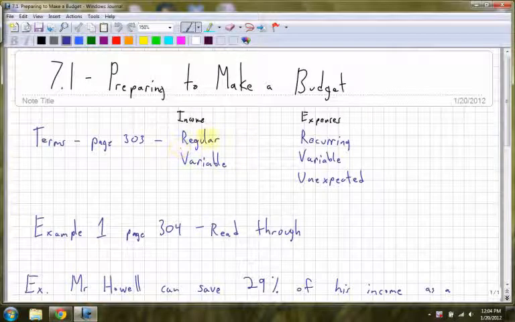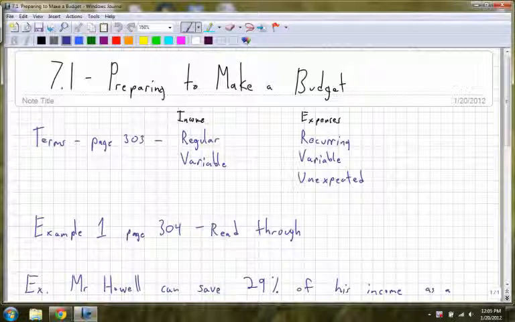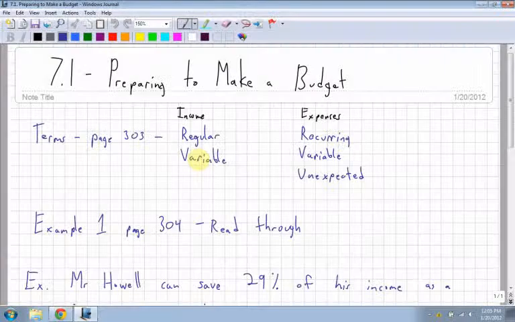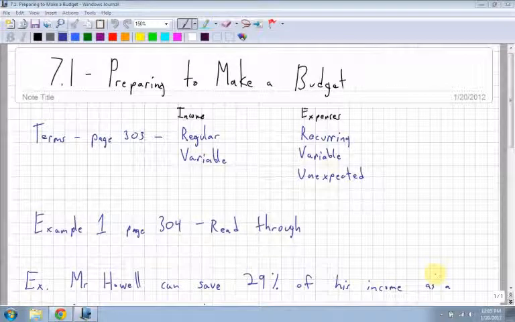Regular income would be income per month that you regularly get that you can count on. Variable income would be something like unexpected income that you get, say, from mowing somebody's lawn or doing something extra.